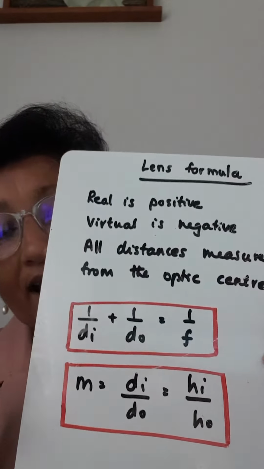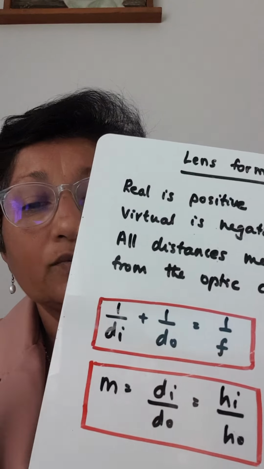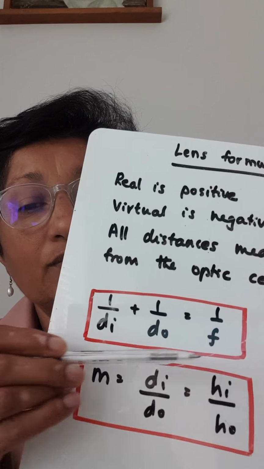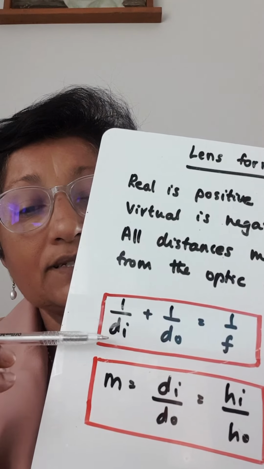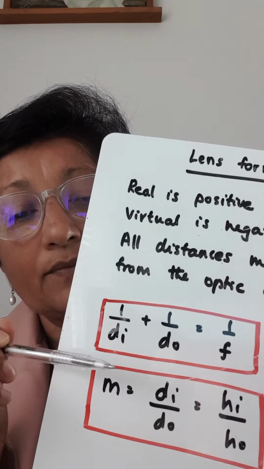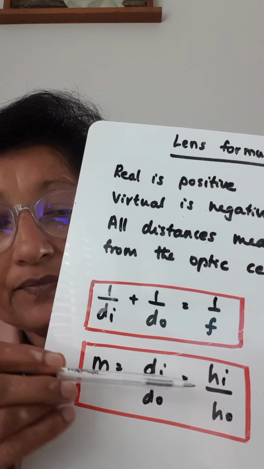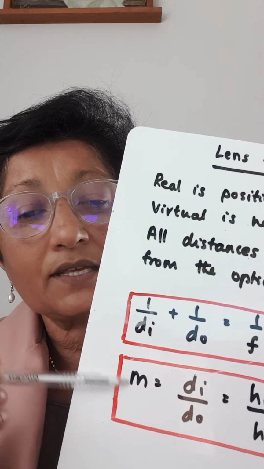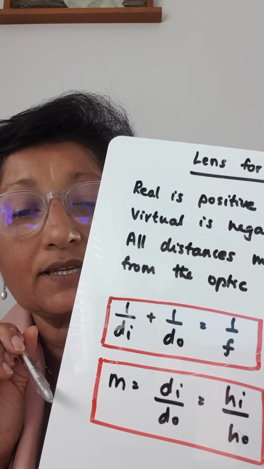The formula is exactly the same two formulas: 1/di + 1/do = 1/f, and magnification m = di/do = hi/ho, where di is the distance of the image from the lens, do is the distance of the object from the lens, f is the focal length, hi is the height of the image, ho is the height of the object, and m is magnification. And remember, all distances are from the optic center.